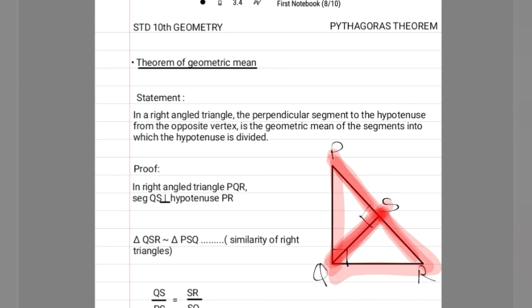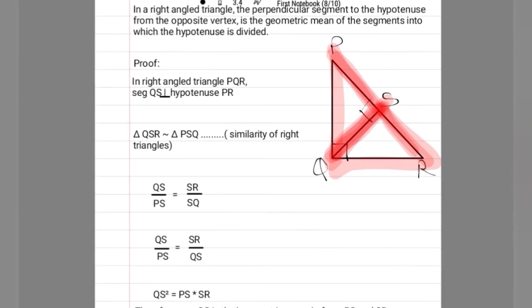right? So moving to the proof of the theorem, this theorem is also given in your textbook, so it is the same thing which I have told you here, right?